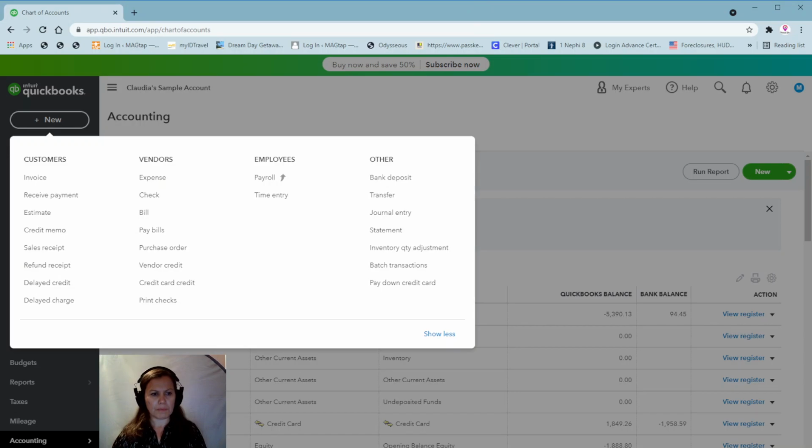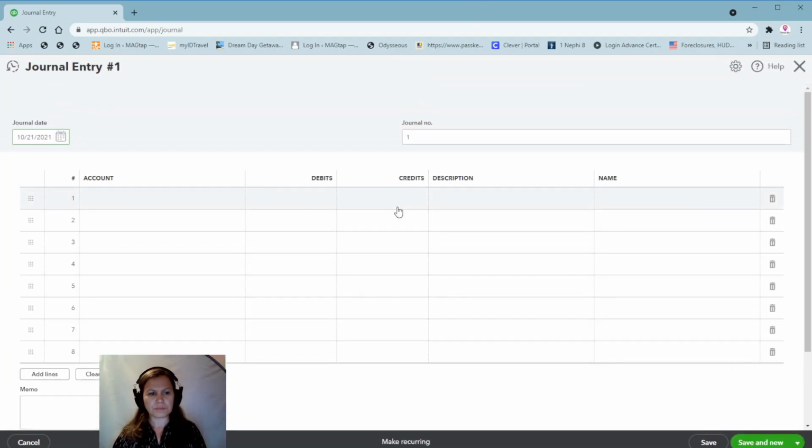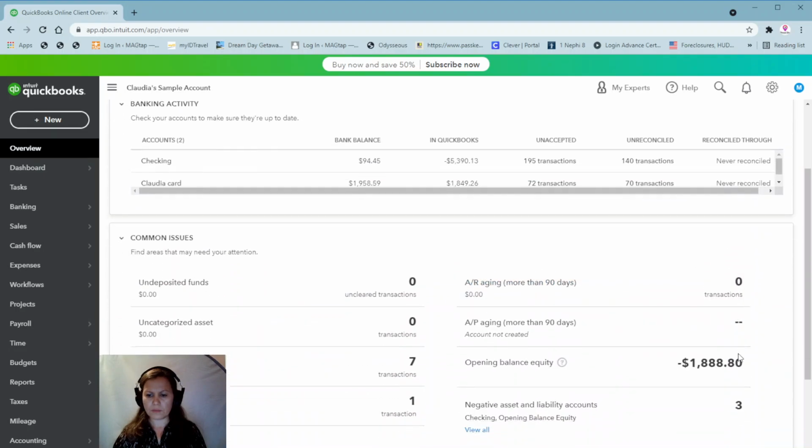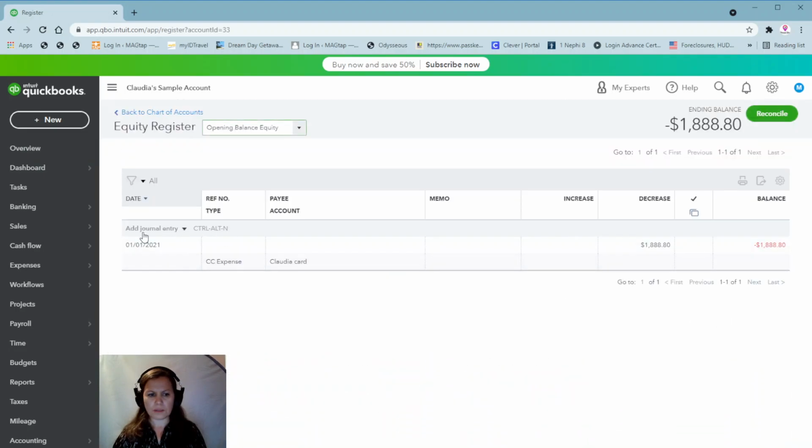Okay, sorry, my mouse is not working. There it is. Journal entry. We're gonna date the journal entry to whatever date we had. I actually didn't write it down, so I'm gonna go back here. Overview. What was the date?